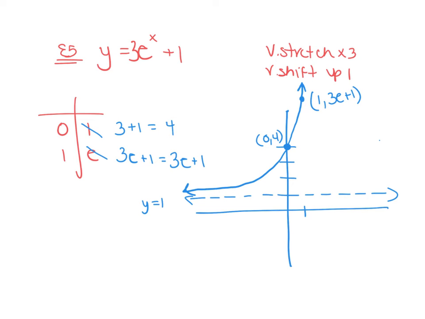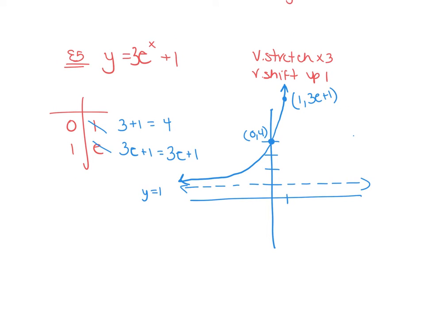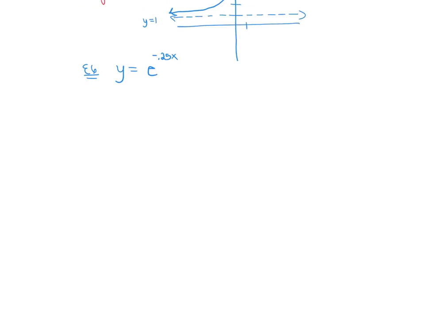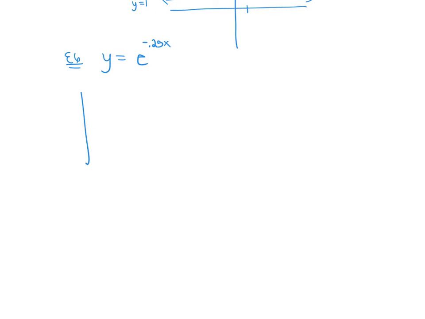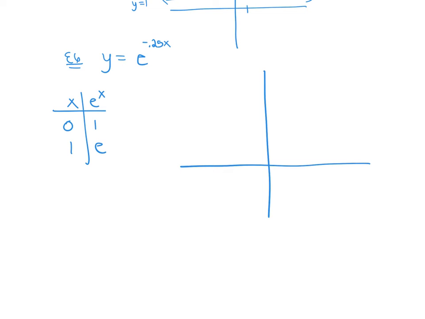Okay, and the last one we're going to look at is example 6. It's going to be y equals e to the negative 0.25 x power. Okay, so we can look at our table of values. Here's x, here's e to the x. We have (0, 1), and we have (1, e). Now I want you to think about, in terms of our transformations from the beginning units, what does it mean to have a negative inside the function in front of the x?